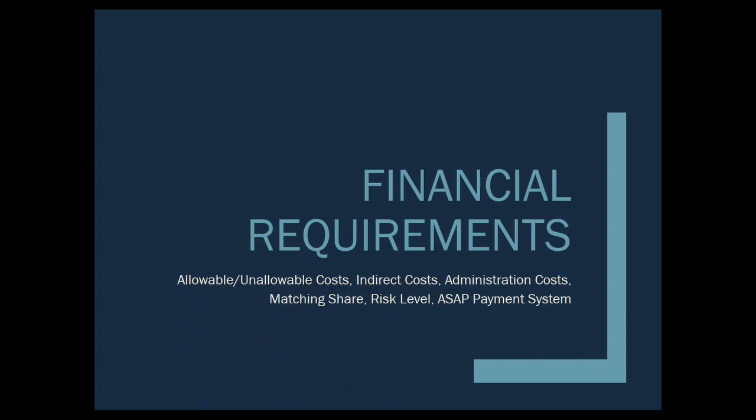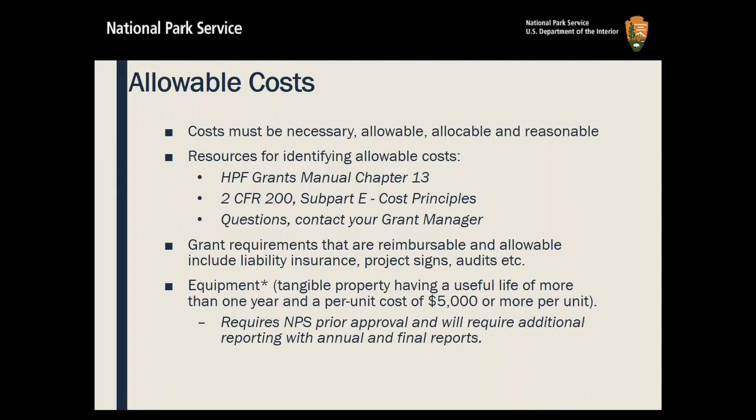Hello, everybody. Okay, so for financial requirements, we're going to look at allowable and unallowable costs, indirect costs, administration costs, matching share, risk level, and payments. So we'll begin with allowable costs. All costs charged to your grant must be necessary, allowable, allocable, and reasonable. And I'm going to go through each of those one at a time.